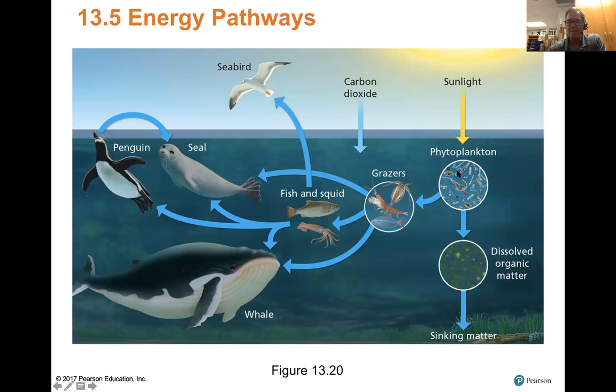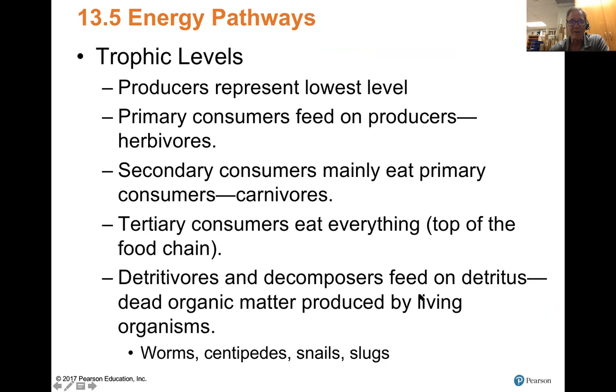So sunlight comes in, creates the phytoplankton here. The grazers, like a small shrimp, would eat the phytoplankton, which is then eaten by fish and squid, which are then eaten by seals, penguins, and whales, for example, and seabirds. So carbon dioxide comes in, and that's why oceans are big absorbers of carbon dioxide. And then as animals die, they sink to the bottom or they decompose. So that's another pathway there.